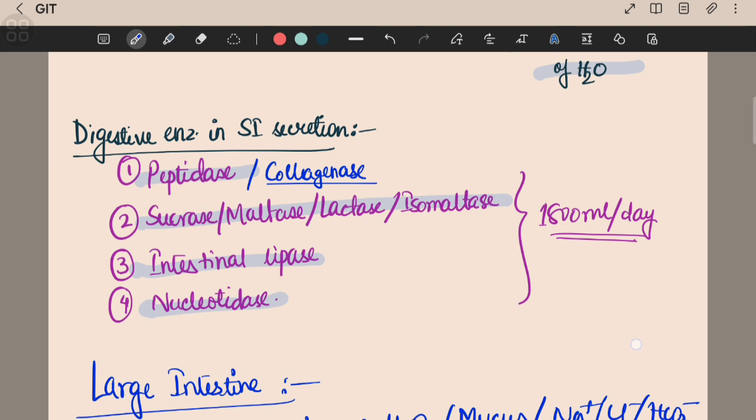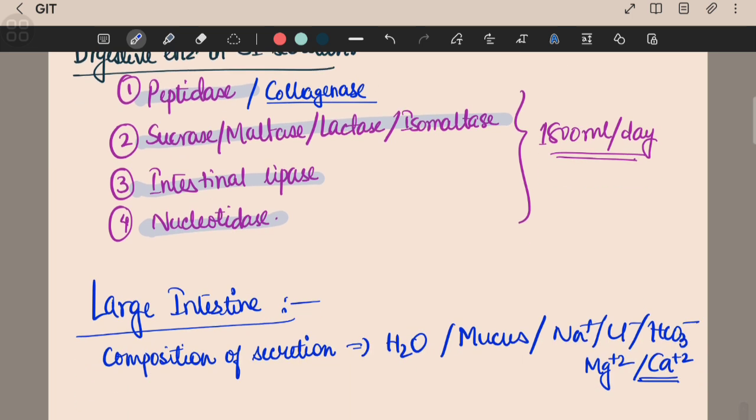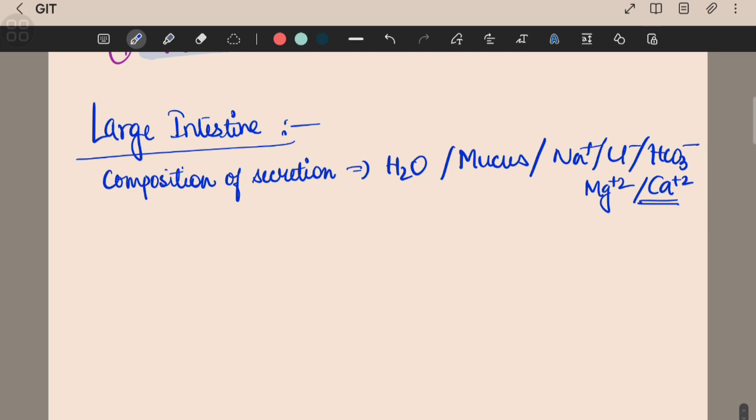So this was about the small intestine secretion, not in much detail, just for your idea. Talking about the secretions of the large intestine, water and mucus are very common secretions, always present in each and every secretion. I've told you that from the body we will have water presence.